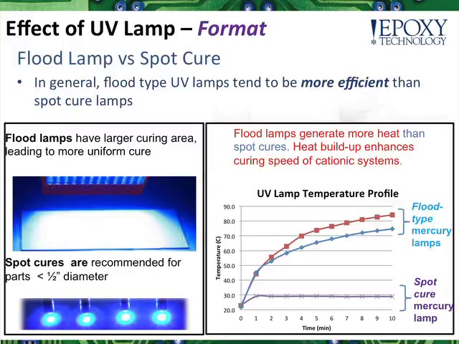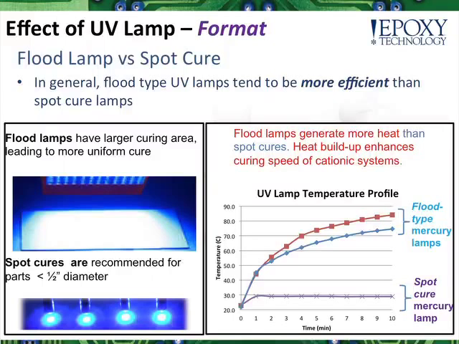Now onto the format. I discussed briefly how these lamps can break down into flood type and spot cure type, but here on the left you can see a picture of what the difference is going to be in terms of the illumination area. You can see the flood type has a very wide, uniform illumination area, great for larger cure areas or parts that you can't really get that spot cure down into. The spot cure has a very tight area of illumination.